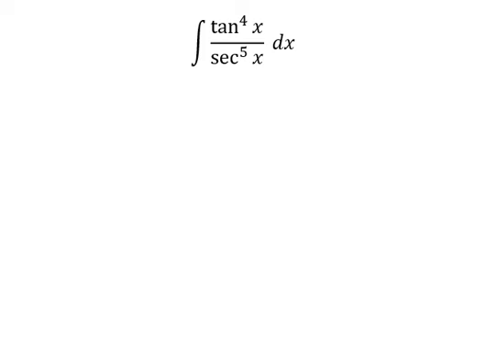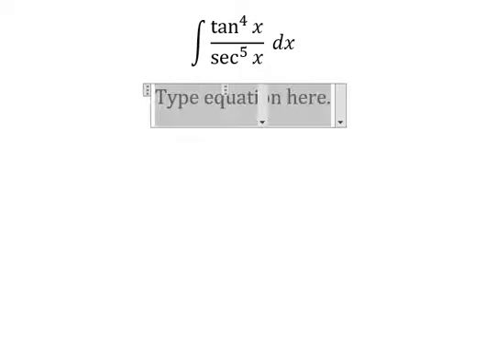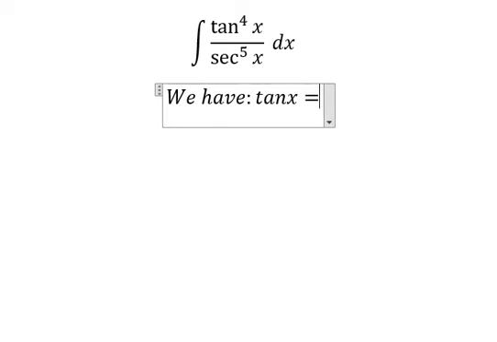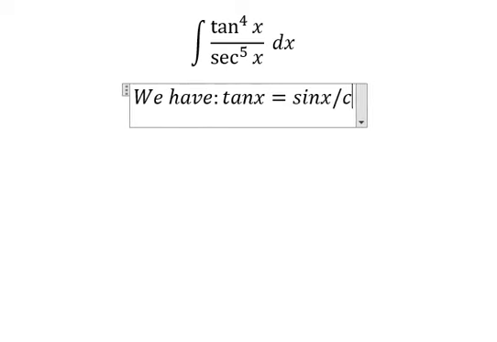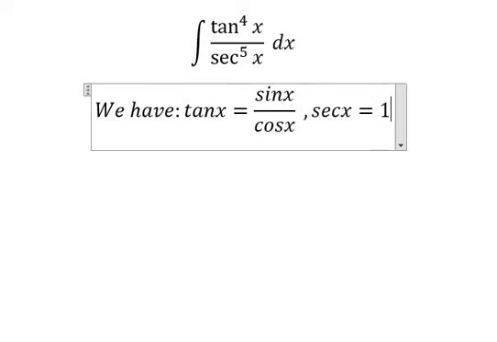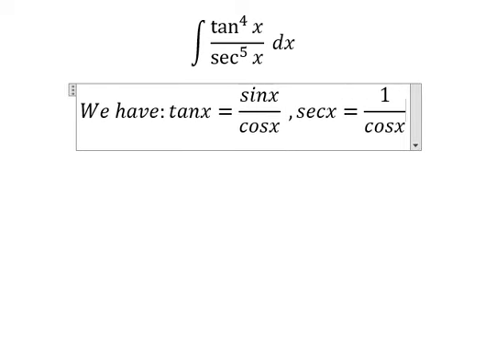Hello everybody. So today I want to talk about calculus, the topic that is about integration. So now I want to show you how to answer. We have the formula in here, that is about tan x equals sine x over cosine x, and secant of x, that is about 1 over cosine x.